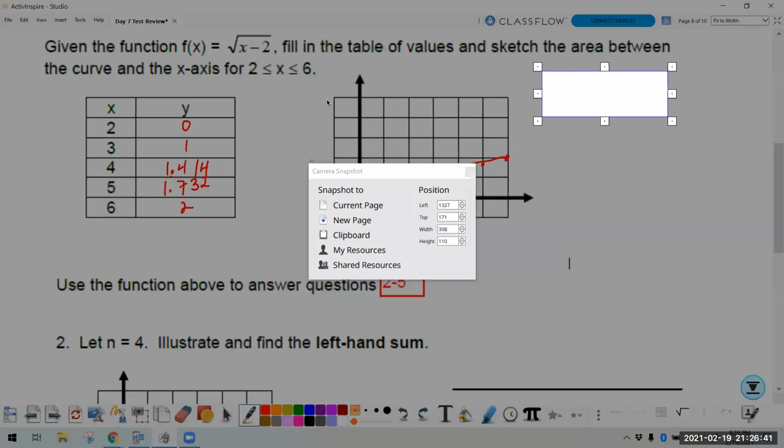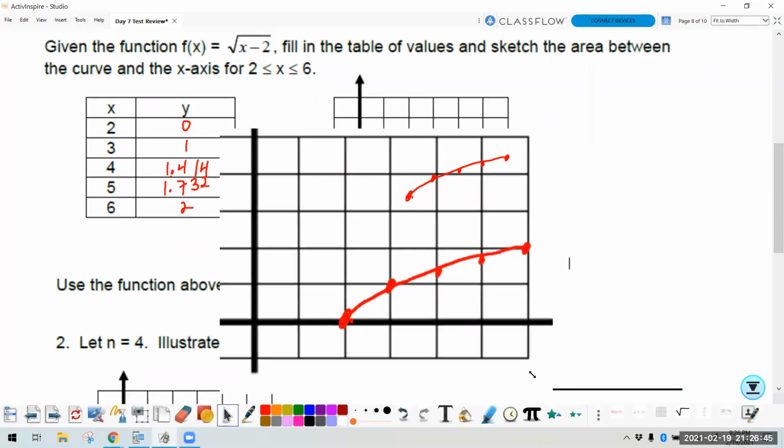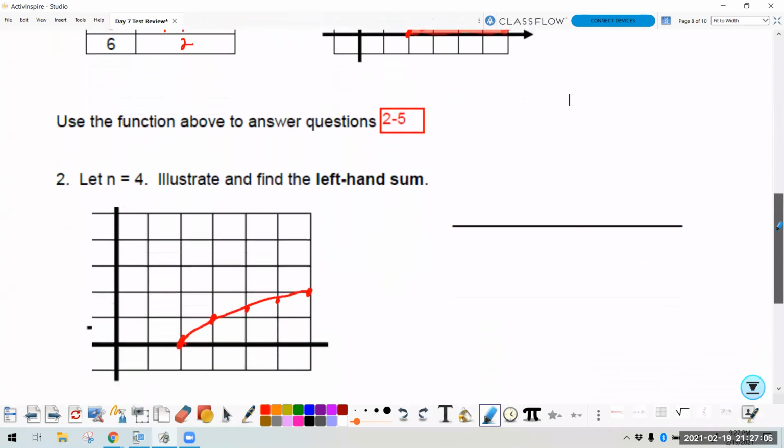Now, before I draw all over that, I need this graph a few more times. I'm going to copy and paste. Sorry, you have to draw it again. So sketch the area. I'm going to color it in. Done. All right.